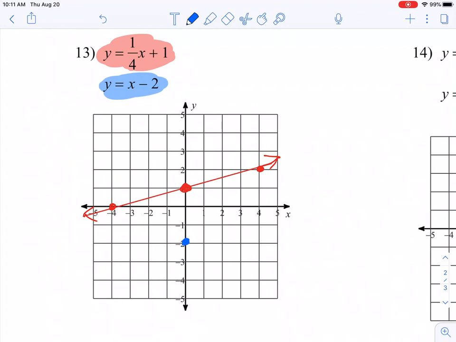So for my blue line, it should begin at negative 2. And then if I go up 1, right 1, because that's 1x, up 1, right 1, up 1, right 1, up 1, right 1, up 1, right 1. And then our points cross right here in purple, which is positive 4 on our x value, positive 2 on my y value.